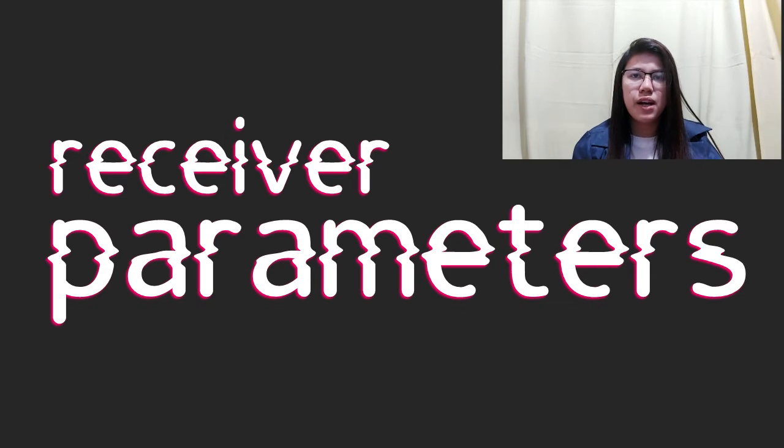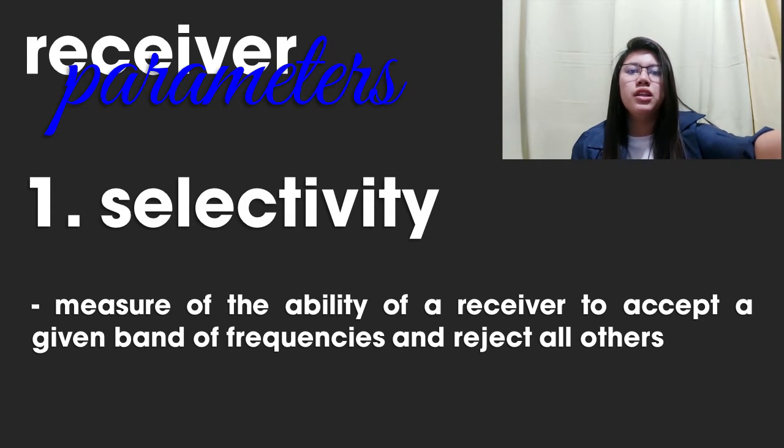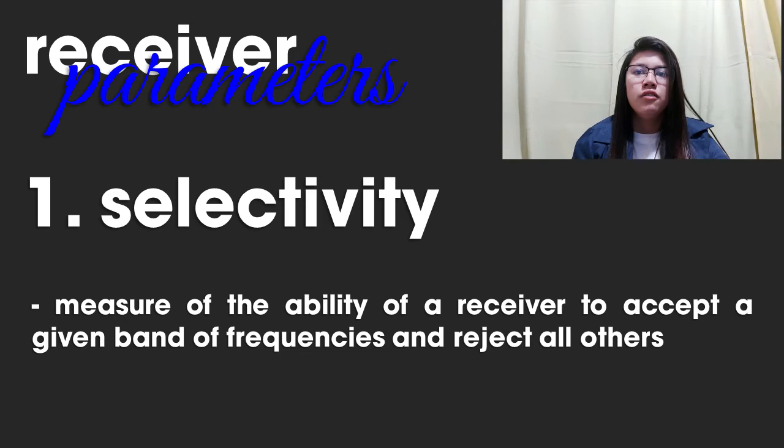These are receiver parameters. First is the selectivity. Selectivity is a receiver parameter that is used to measure the ability of the receiver to accept a given band of frequencies and reject all others. For example, with the commercial AM broadcast band, each station's transmitter is allocated a 10 kHz bandwidth.